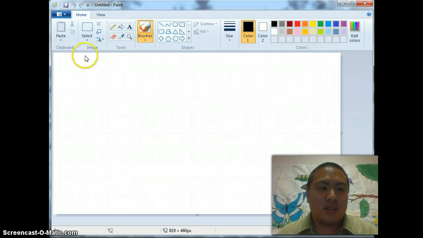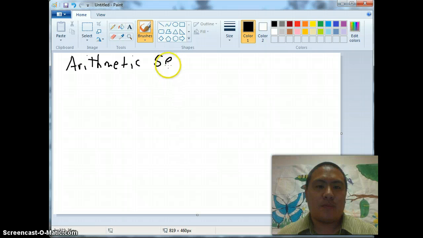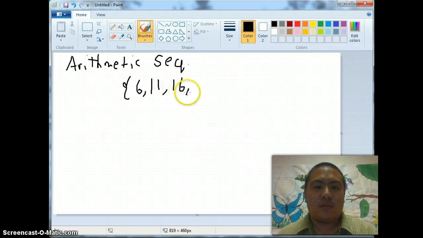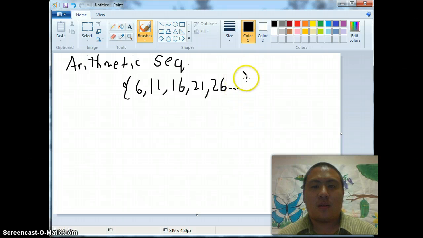So what this is, arithmetic sequences. Should use the text box. Sequence. And an arithmetic sequence would be something like this: 6, 11, plus 5, so 16, 21, 26, and it keeps going.